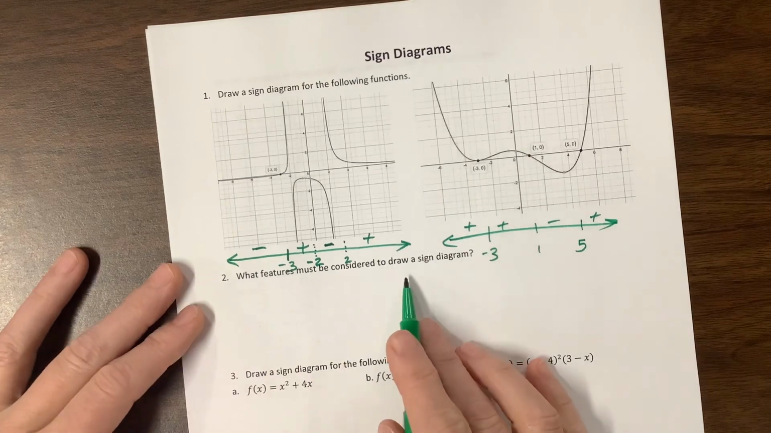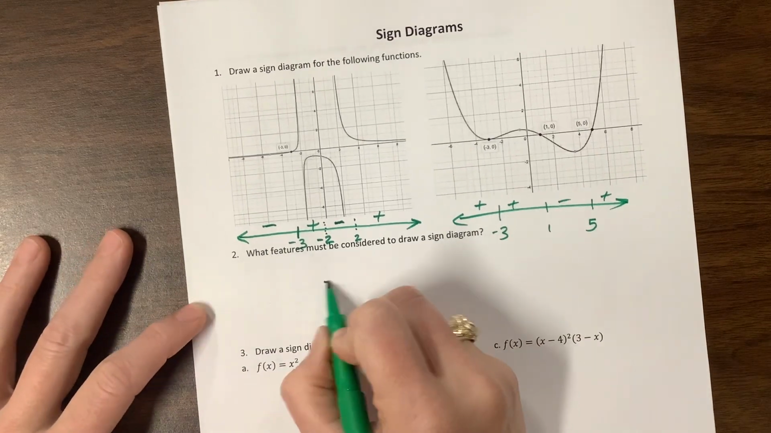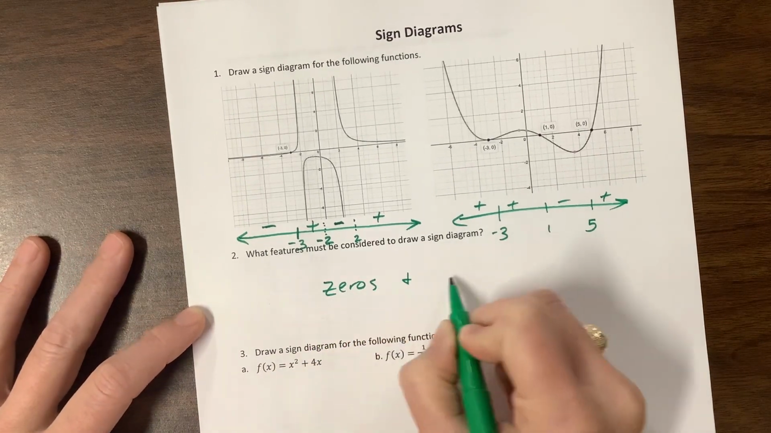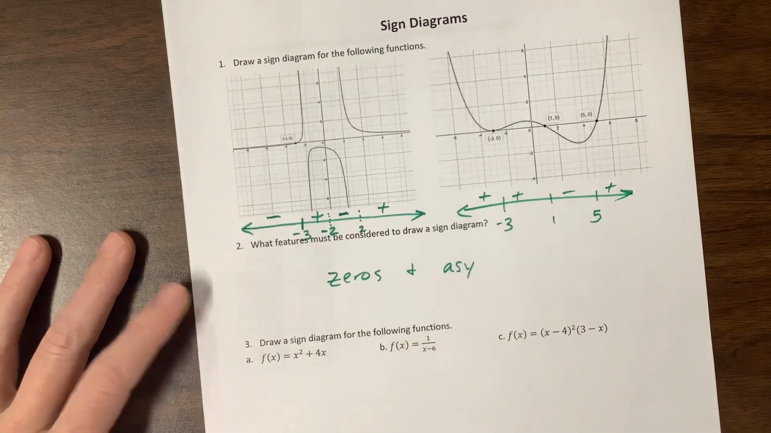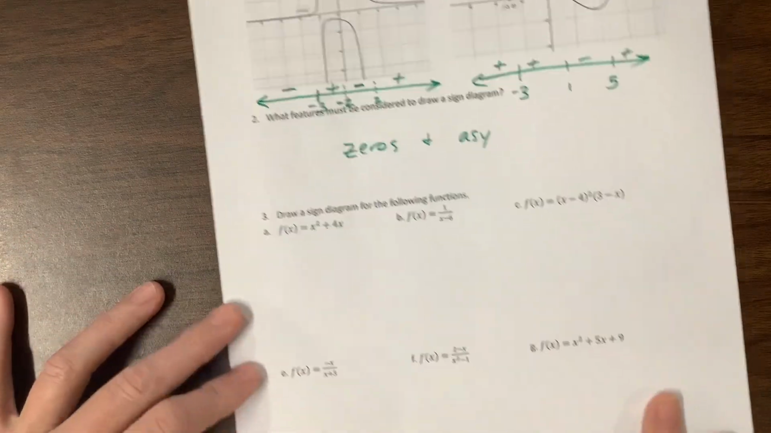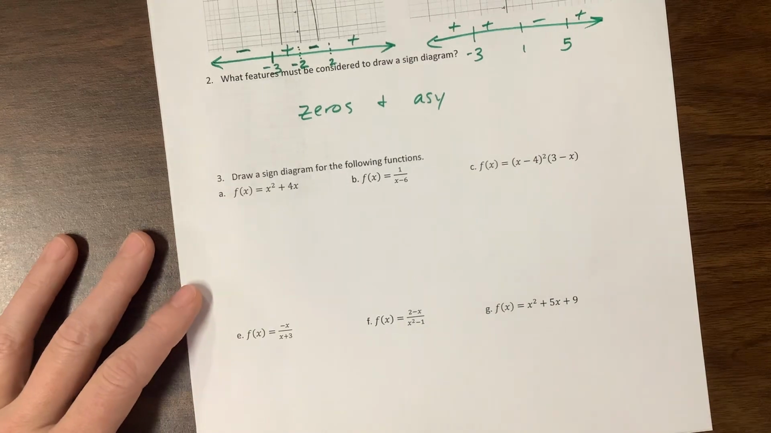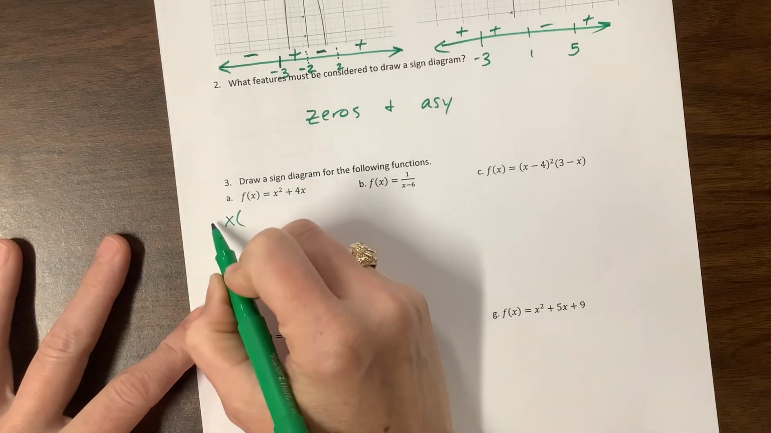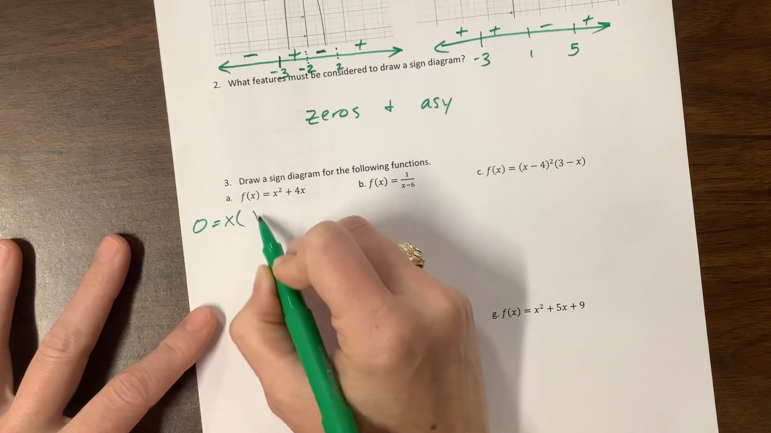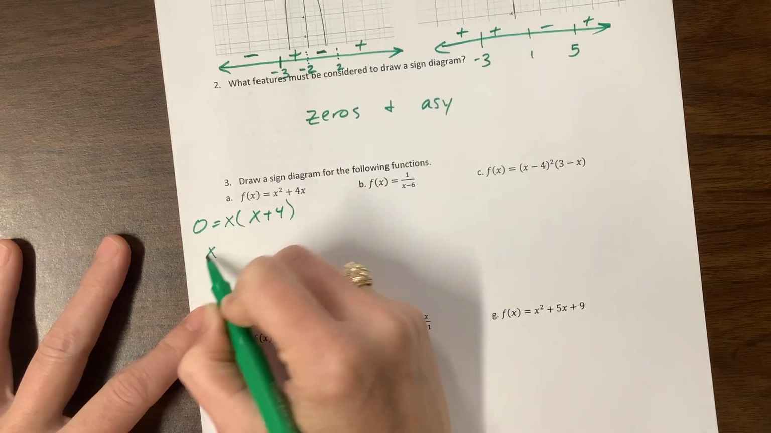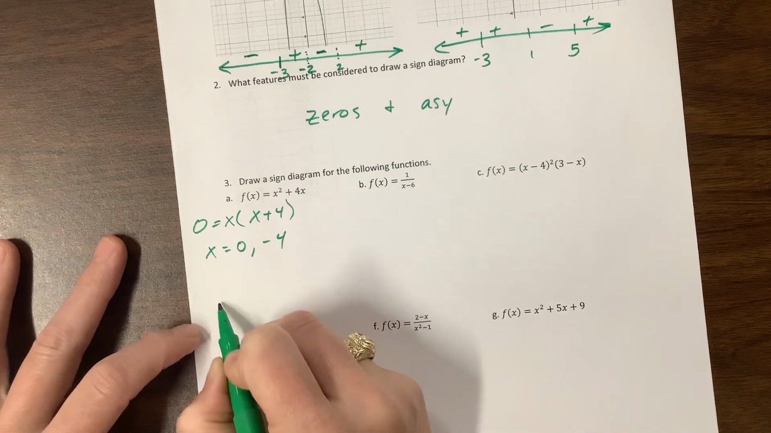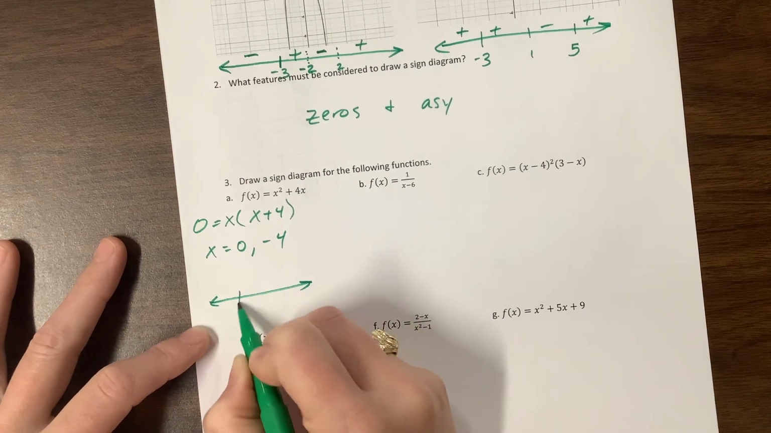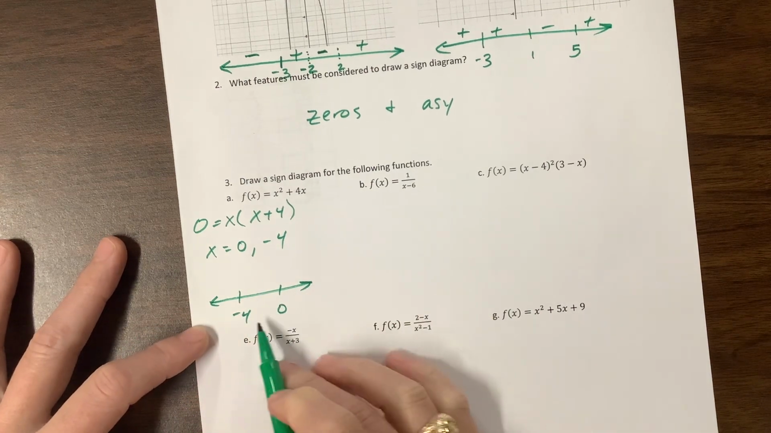So what features must be considered to draw a sign diagram? Zeros and asymptotes. Okay, so in IB, this is what I would do next with them. I would give them this equation, and I would find the zeros, so we could set this equal to 0, factor out an x, and I know that x is equal to 0 or -4. So then I'd come along here, put -4, put 0, and plug in something.